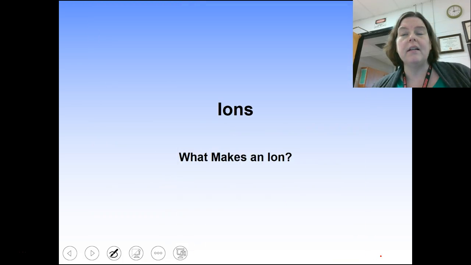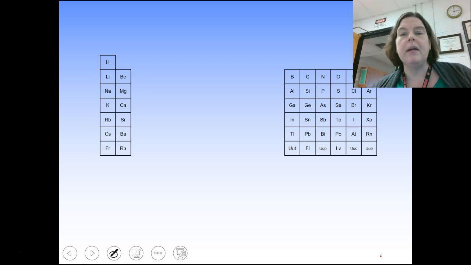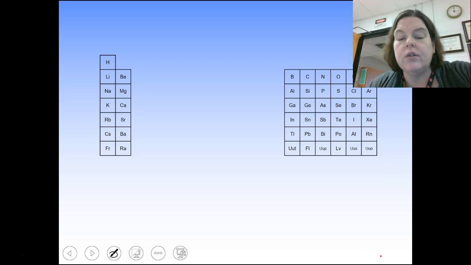So ions, what makes an ion? Well, an ion is made because an atom either wants to lose or gain electrons. And we already talked today about the fact that ionization energy describes what atoms want to lose, and electronegativity describes what atoms want to gain.